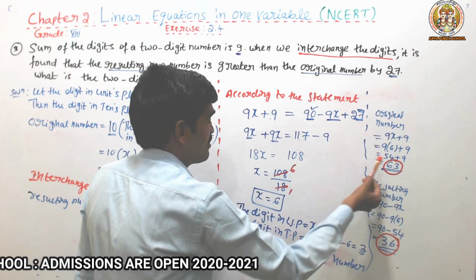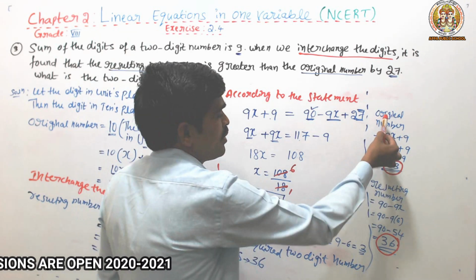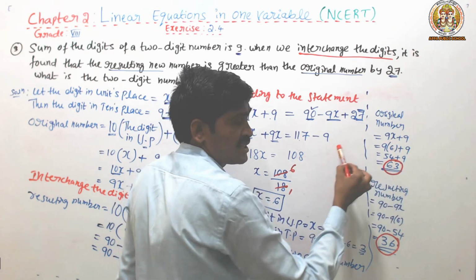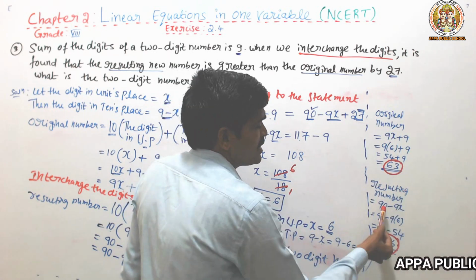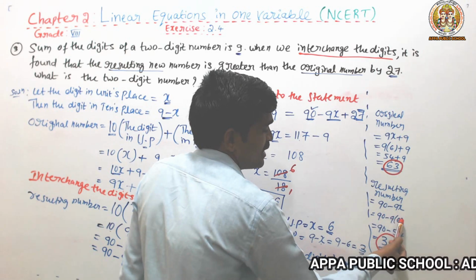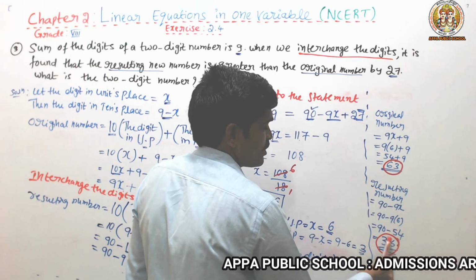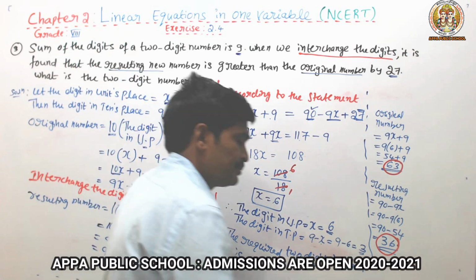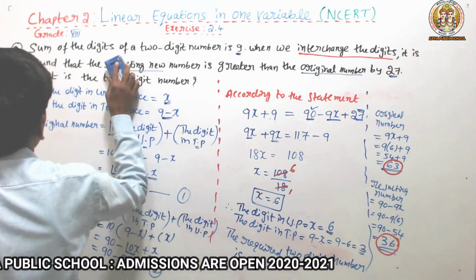Substitute the value in equations 1 and 2. Original number means 9x plus 9. So 9 into 6 is 54, plus 9, you will get 63. So the resulting number means 90 minus 9x. 90 minus 9 into 6, 54. 90 minus 54 is equal to 36. Understood, my dear students? Okay, fine.